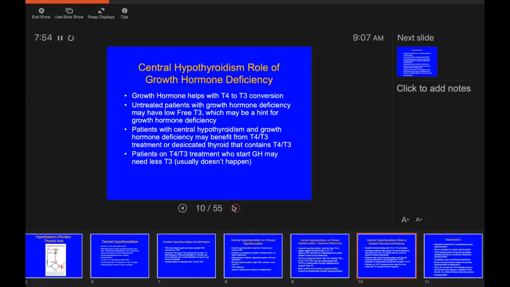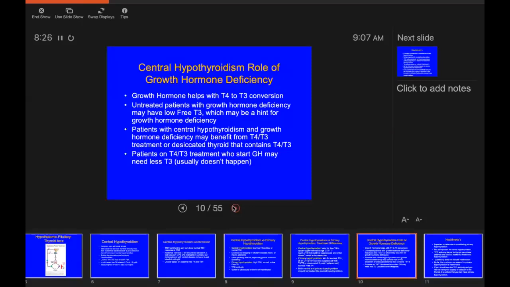And what's the role of growth hormone deficiency in the story here? So growth hormone helps with T4 to T3 conversion. So untreated patients with growth hormone deficiency may have a low free T3. That, to me, is a sign that somebody may have growth hormone deficiency and warrants testing. And those patients, if they're not treated for their growth hormone, probably benefit more from a T4, T3 combination or desiccated thyroid that has both T4 and T3, because they really have a problem with low T3.